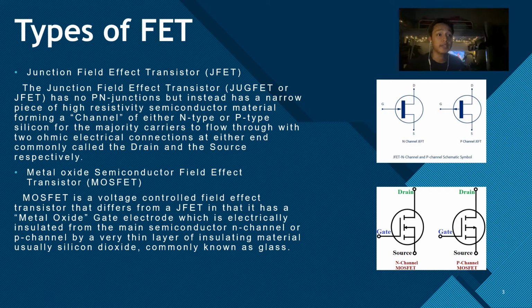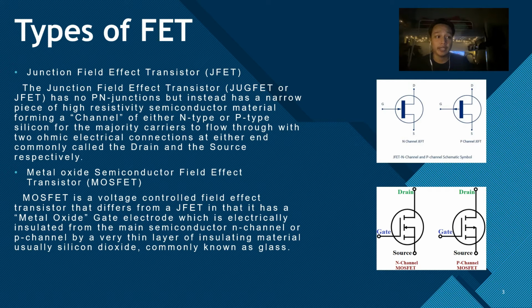What is junction field effect transistor? The junction field effect transistor has no PN junctions, but instead has a narrow piece of high resistivity semiconductor material forming a channel of either N-type or P-type silicon for the majority carriers to flow through, with two ohmic electrical connections at either end, commonly called the drain and the source respectively.